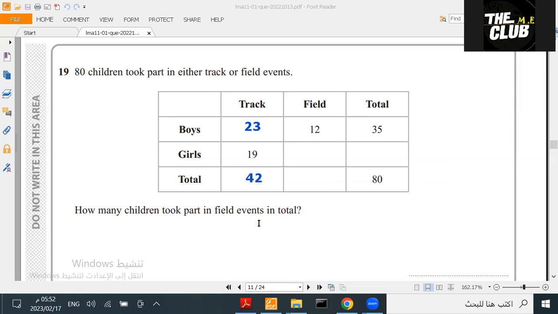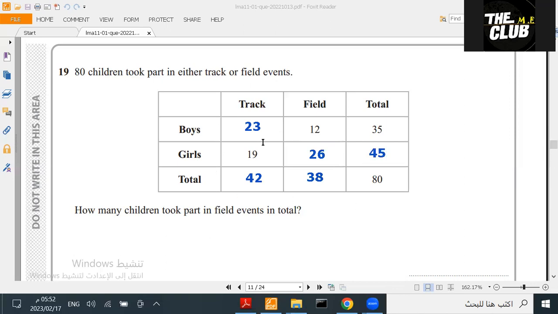And then 80 minus 42 gives 38. So this is 38. Then 38 minus 12 gives 26. This is 26. Then 19 plus 26 plus 19 gives 45. So this one is 45.